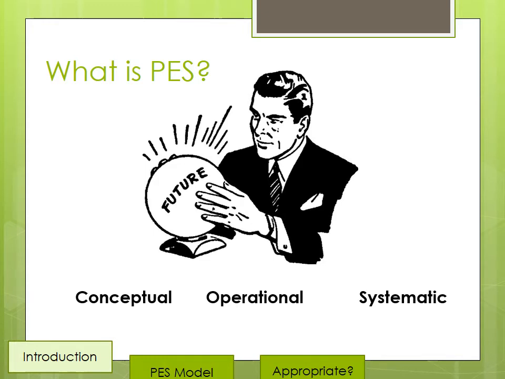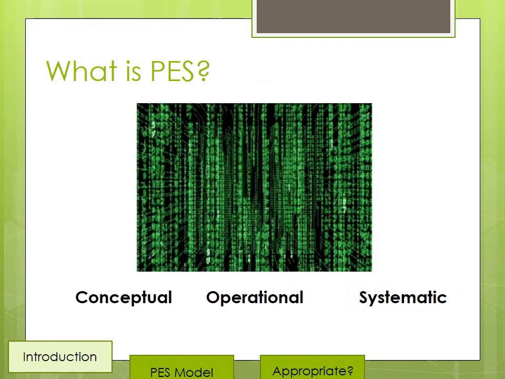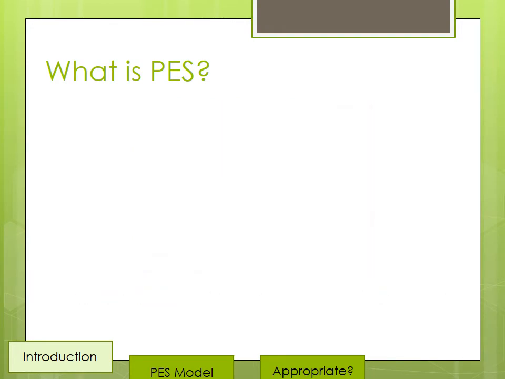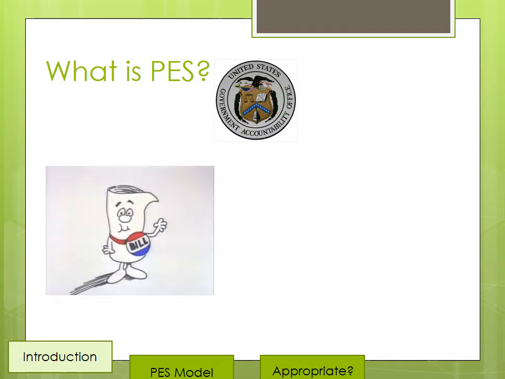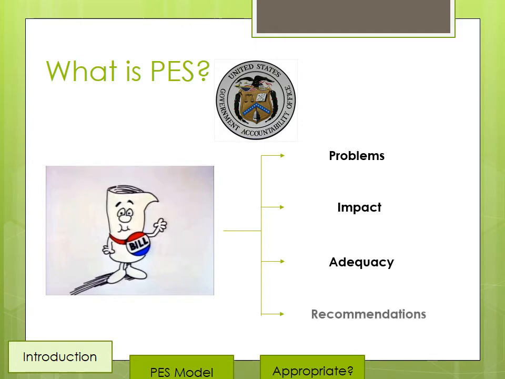Unique to the PES model is the incorporation of a systematic method to analyze and identify potential problems in proposed legislation based on published data. PES was developed by the U.S. government's Accountability Office, or GAO, as a means to evaluate proposed legislation and to identify priority problems, assess its impact and adequacy, and analyze recommendations.